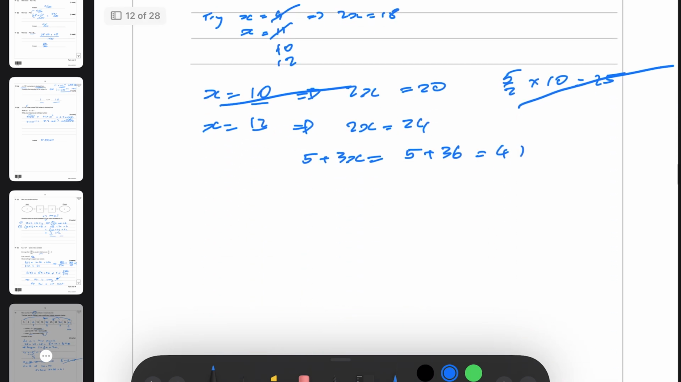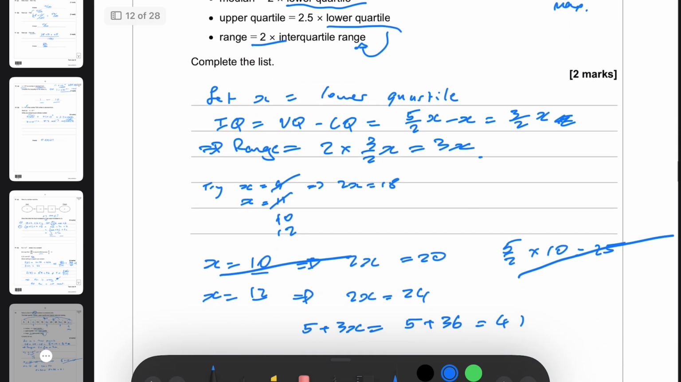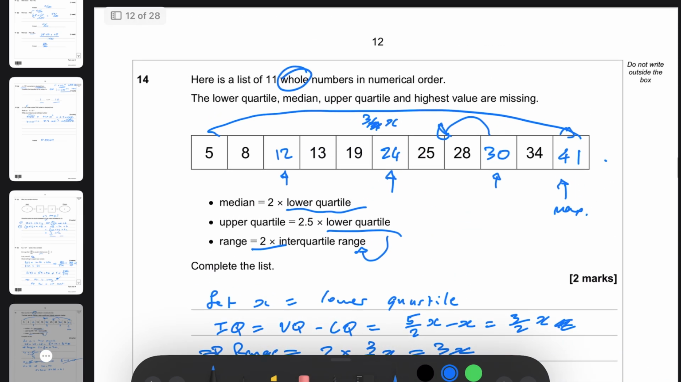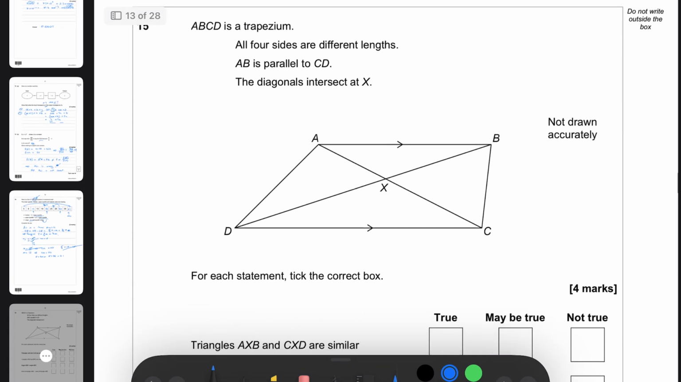So this answer is indeed 12, and we have shown why it cannot be 10, it cannot be 9 or 11. Once again, how important it is to read the question stating that these numbers must be whole.